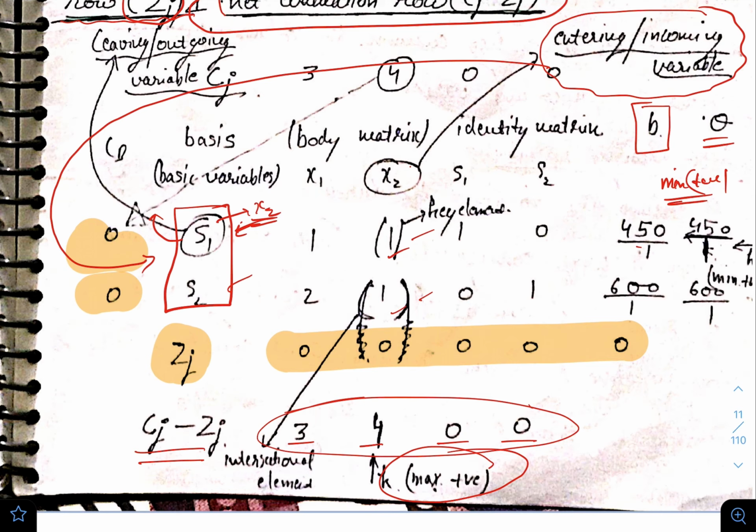Then further on, we create the theta column. What happened in the theta column? How did we calculate the theta column? We divided the B column by the elements in the key column. And the minimum non-negative value in this theta column will act as the key row, and the variable corresponding to this row will leave the equation.